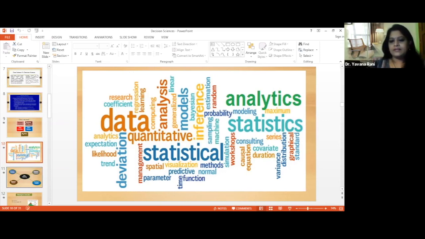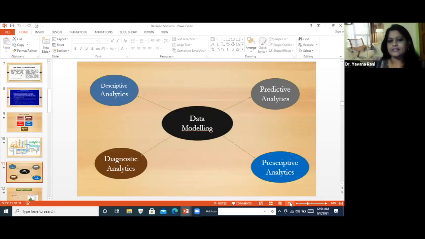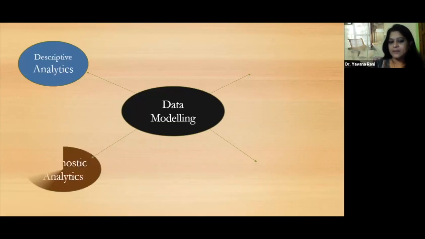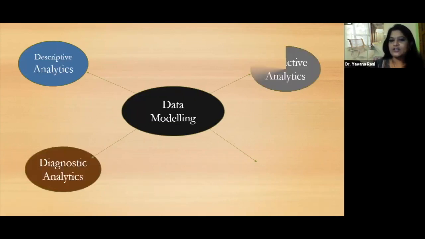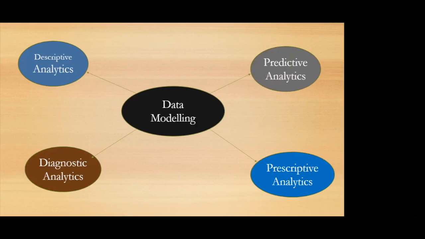Next, we'll see what data modeling is. Data modeling comprises all the analytics. It is based on descriptive analytics, diagnostic analytics, predictive analytics, and prescriptive analytics. So let us see what these mean: what is descriptive, diagnostic, predictive, and prescriptive analytics? What are these categories, and are they all related?